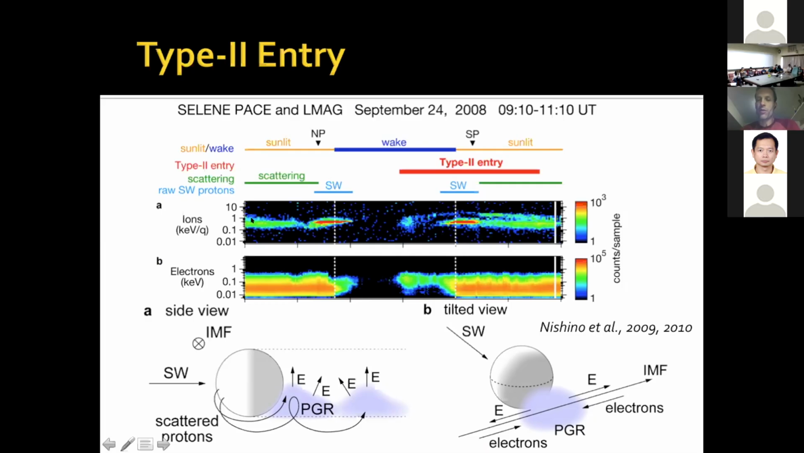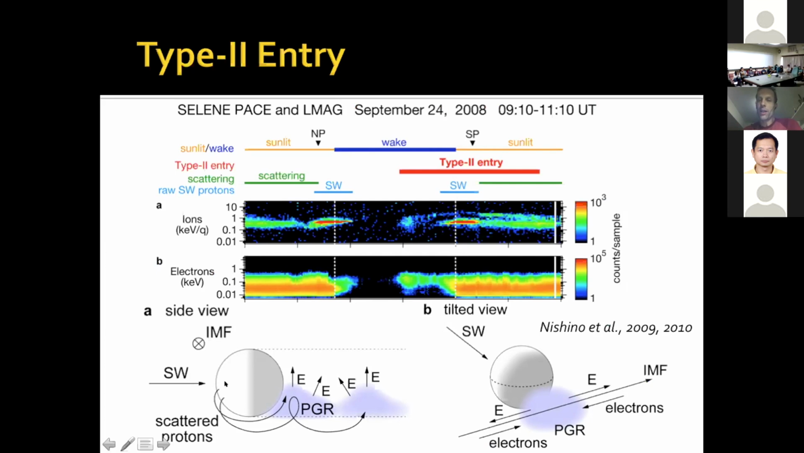So this is an observation from the Japanese Kaguya mission, and it's showing a traverse of the lunar wake. You can see the solar wind here, and then you go into the lunar wake where there's no solar wind, and then you come back out into the solar wind. But lo and behold, here in the middle of the wake, there's this sudden burst of ions.